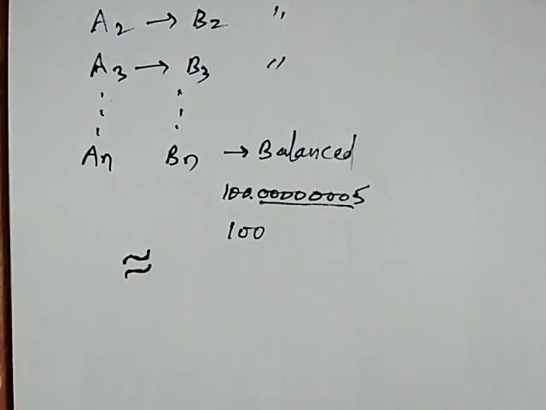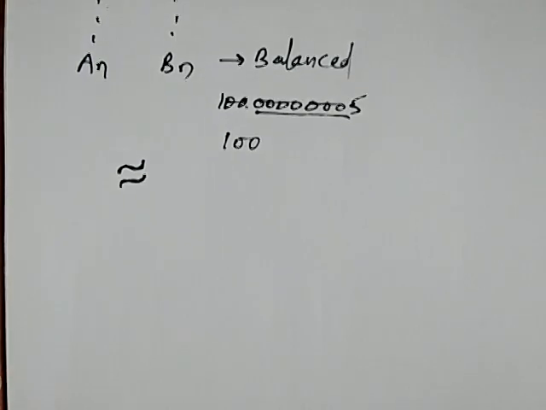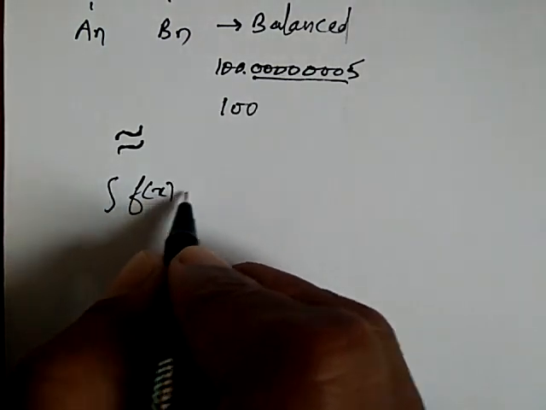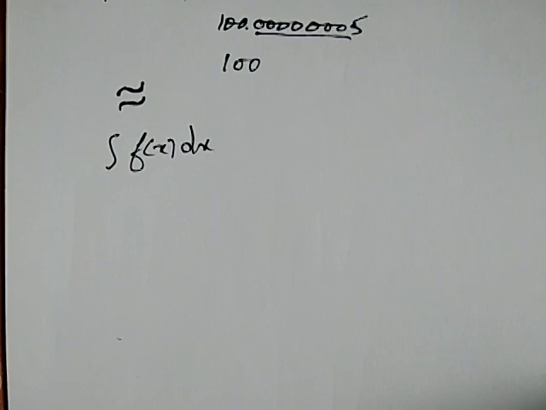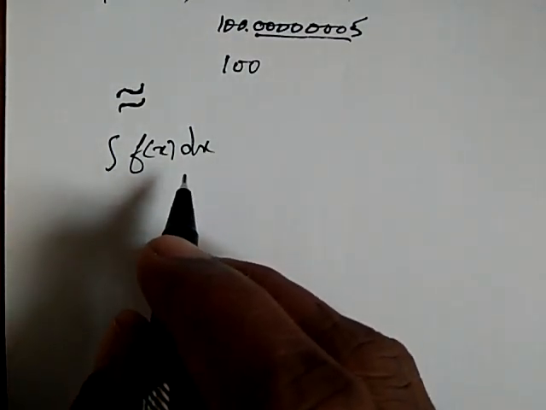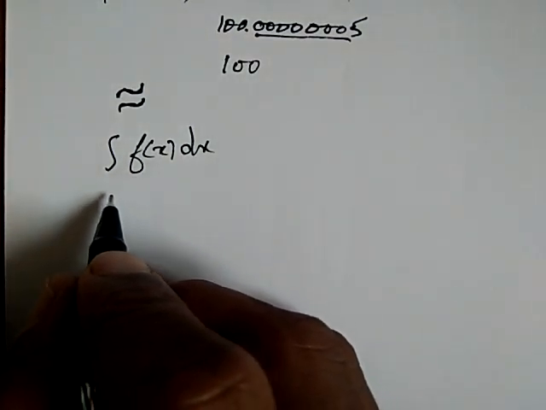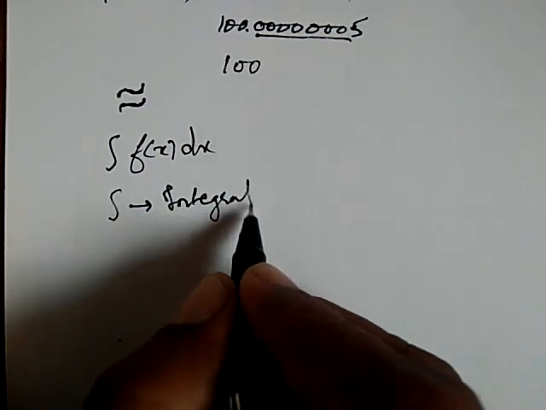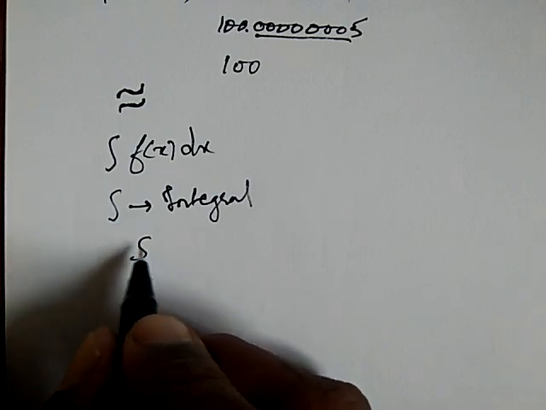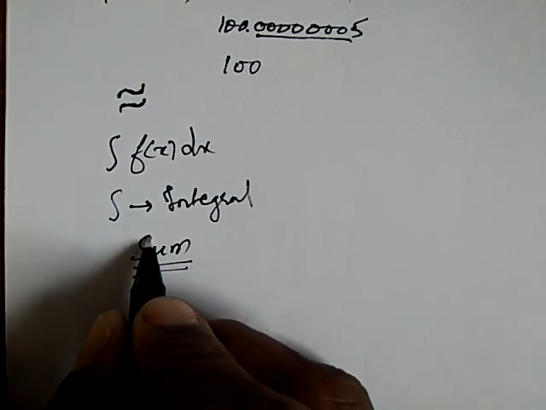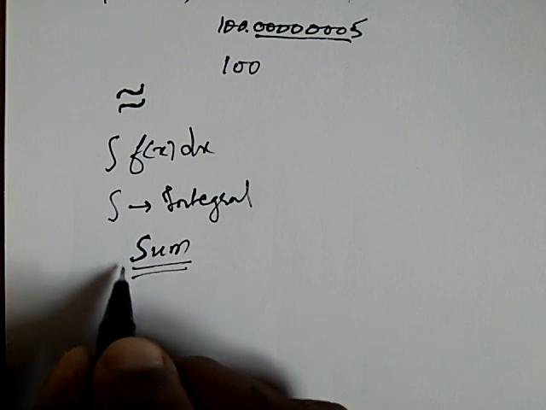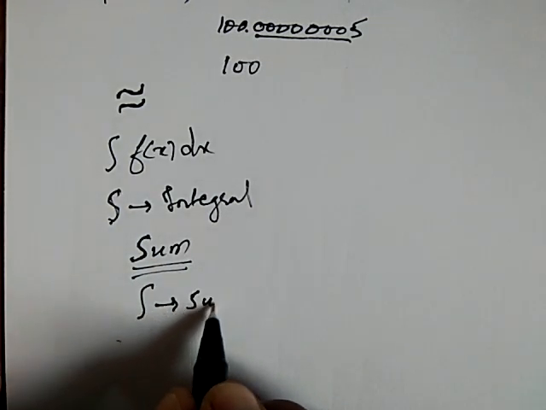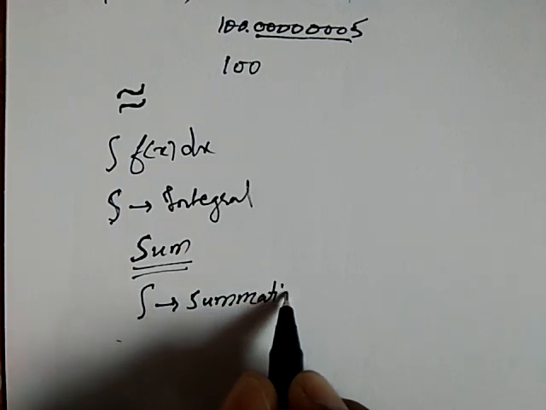Whatever we have just learned is nothing but the integration of some function of x with respect to x, that is the integral of f of x dx. This integral sign came from the word sum. This symbol is nothing but a summation, and that is what we call it.